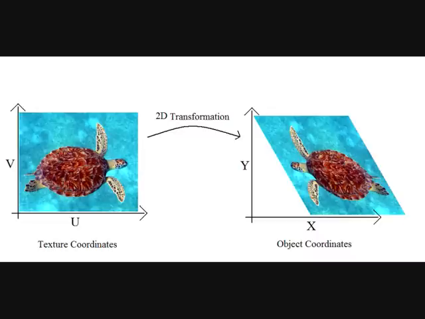This is called texture mapping, as coordinates of each pixel of the texture, often referred to as UV coordinates, are mapped to the XY coordinates of the object. That is, the mapping assigns each pixel on the object a pixel from the texture.